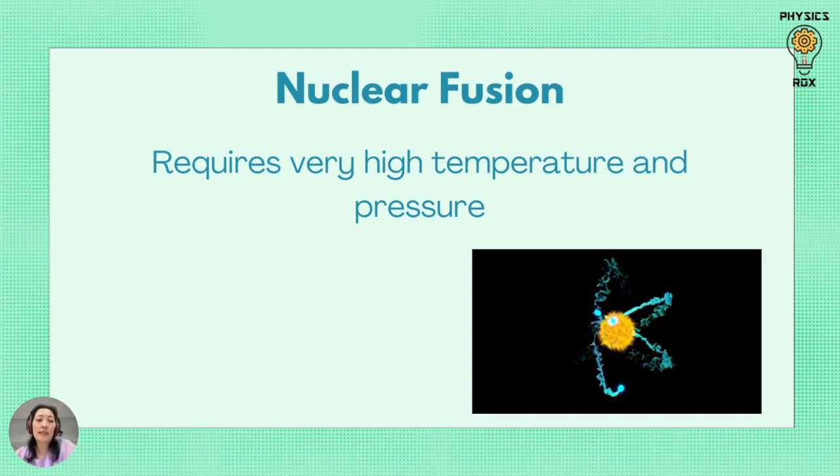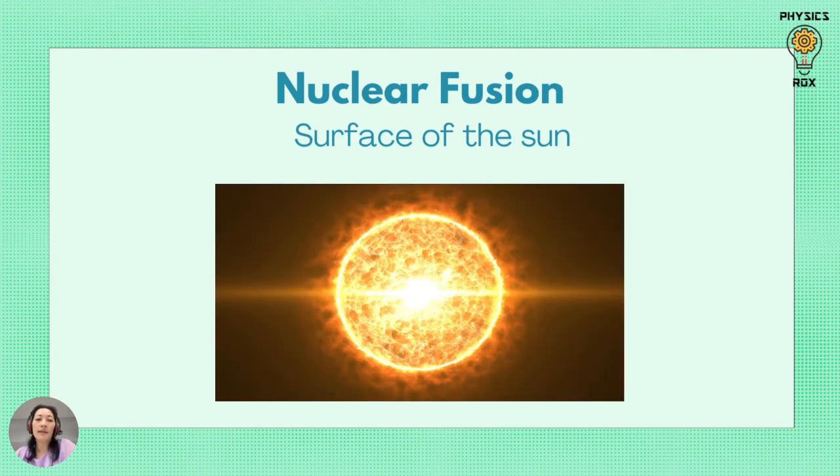So nuclear fusion typically happens on the surface of the sun. So that's how the sun is able to produce all that heat and light that we get. It's from the nuclear fusion reactions of the hydrogen isotopes on its surface.